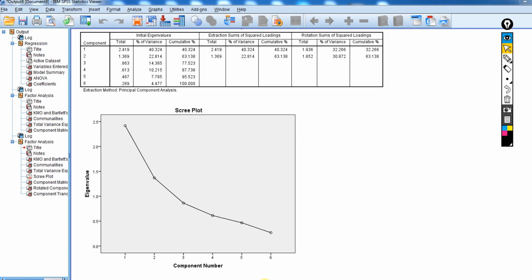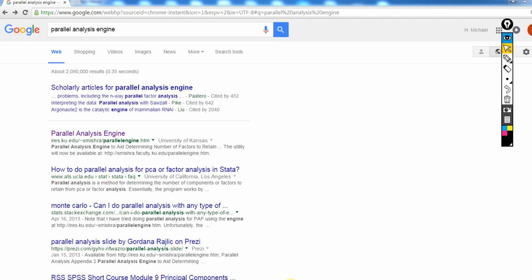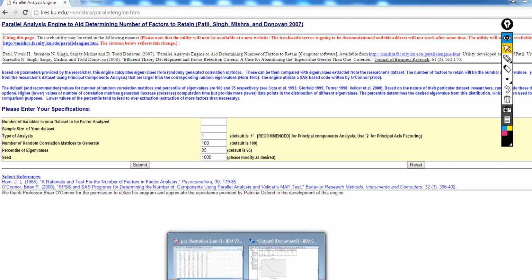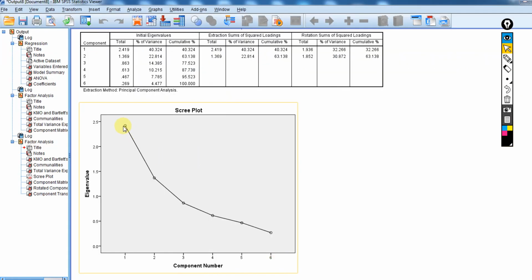which is called a parallel analysis. I just looked up a parallel analysis engine, and there's a nice one at this particular website right here. The basic idea behind parallel analysis is that we have a plot of our original eigenvalues from our data, and we want to make a plot of randomly generated eigenvalues.